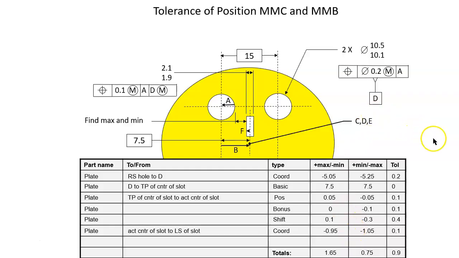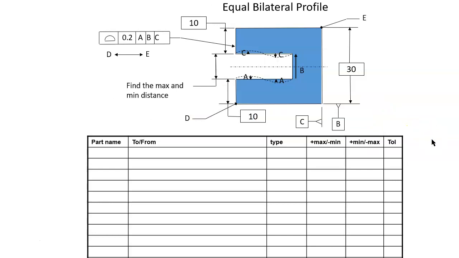Okay, let's move on to a few more stacks. Let's move on to profile of a surface. So here we have a profile of a surface callout, and we want to look at what's the max and min distance between the bottom of the slot and the top of the slot. Now this is an equilateral profile.